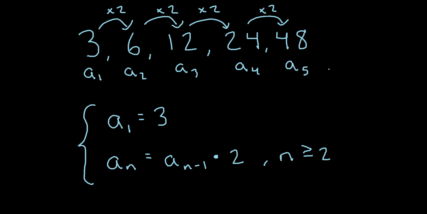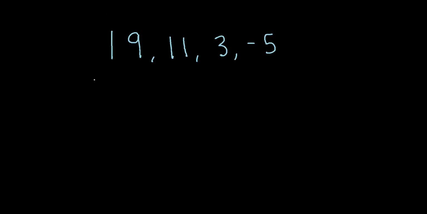So for example, if we wanted to use this rule to find a sub 6, the next value in the sequence, we would just plug in a 6 for n right here. So 6 minus 1, that's 5. So a sub 5, that's 48, times 2 would be 96. So we can see that this must be the correct formula, because to go from 48 to 96, we do multiply by 2.